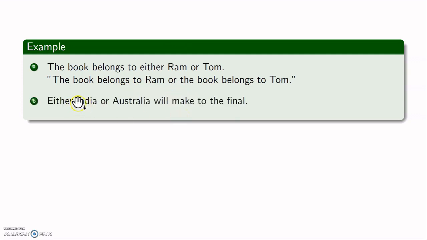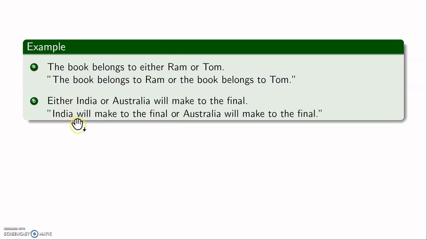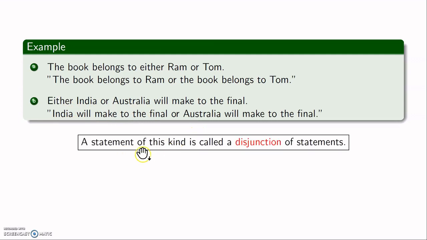One more example. Either India or Australia will make it to the final. Here also two statements are joined using the word or, and this statement can be expressed as India will make it to the final or Australia will make it to the final. A statement of this kind is called a disjunction of statements. By a disjunction of statements, I mean connecting two statements with the word or.